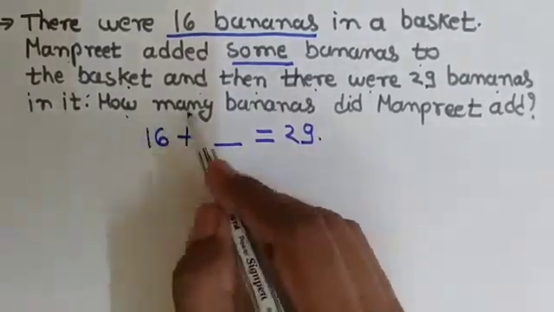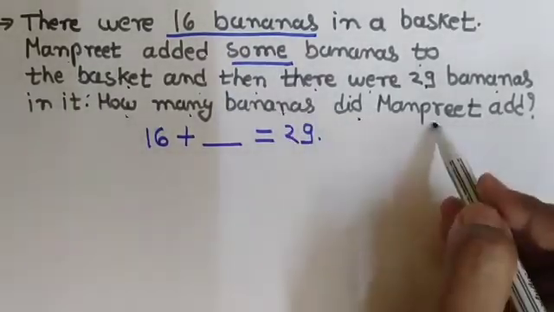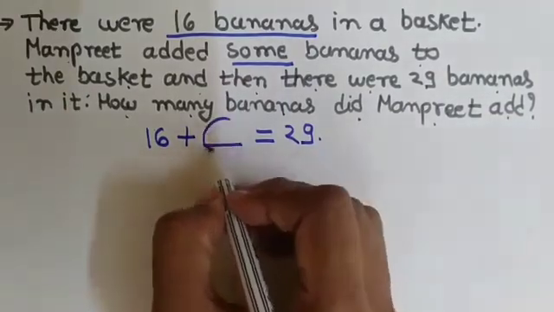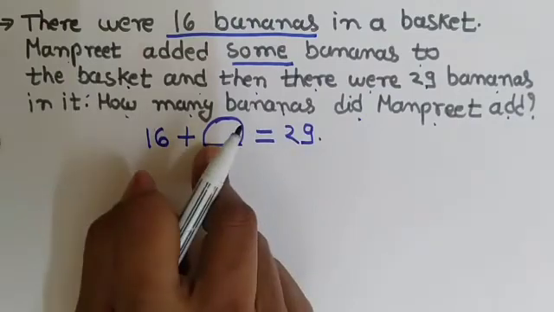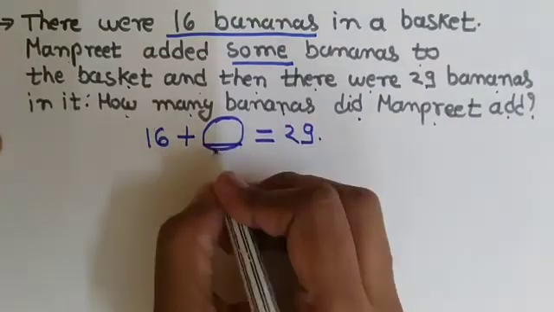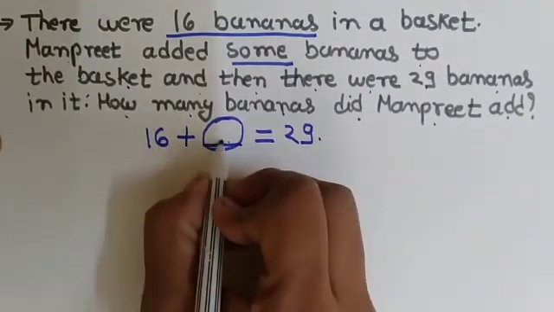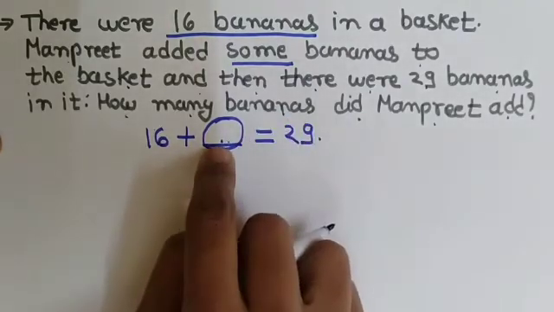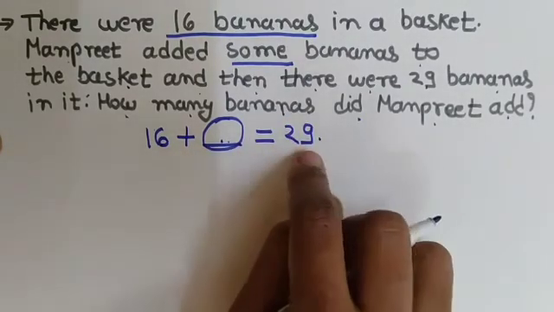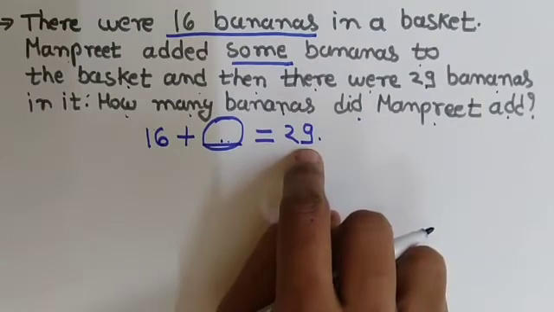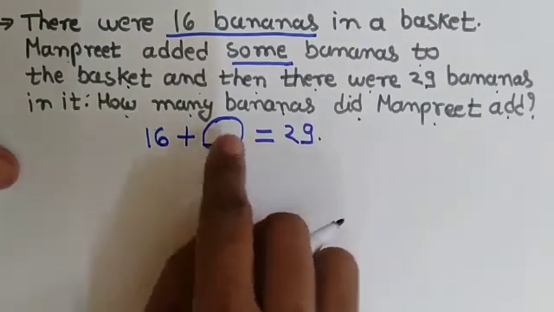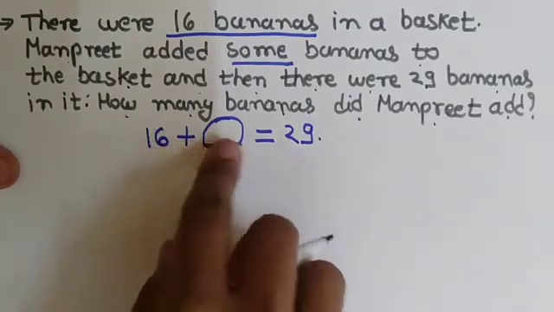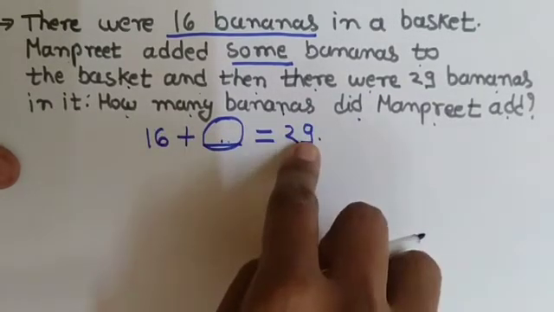So how many bananas did Manpreet add? Means we have to find out how many bananas Manpreet added. So what to do, children? Here we don't have to add these two numbers because we don't have any number here. We have "some" here, so we don't have to add. What we have to do, children? We have to take out the difference between these two numbers.